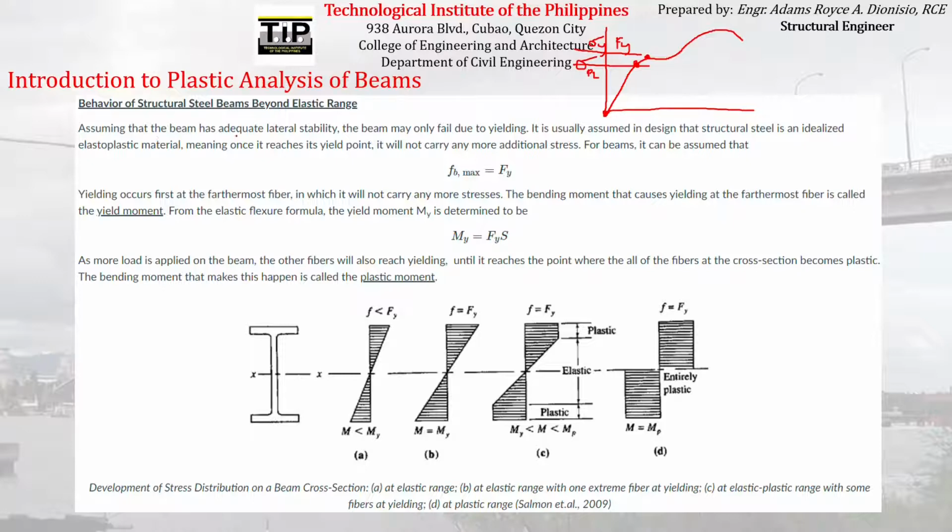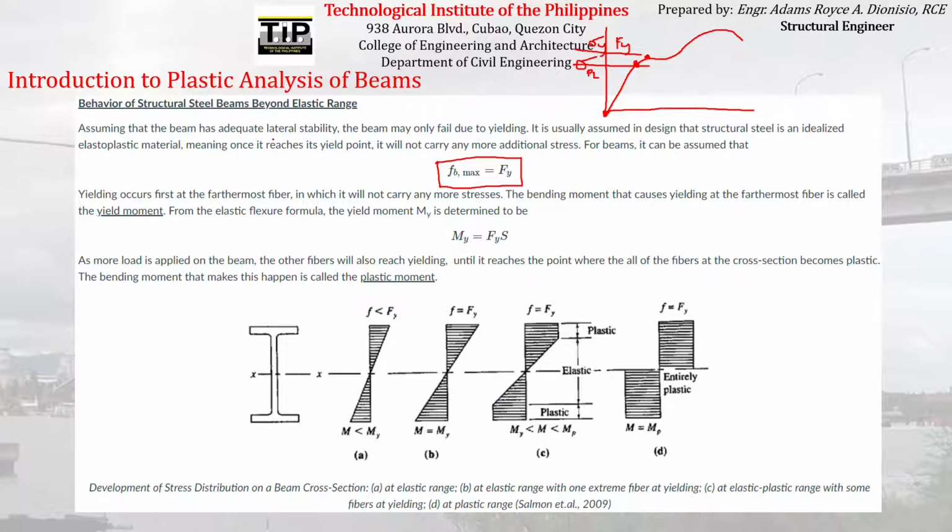Assuming that the beam has adequate lateral stability, the beam may only fail due to yielding. It is usually assumed in design that structural steel is an idealized elastoplastic material, meaning once it reaches its yield point, it will not carry any more additional stress. For beams, it can be assumed that Fb max or the maximum bending stress is just equal to Fy. Okay, so nabanggit natin yung tinatawag na lateral stability.